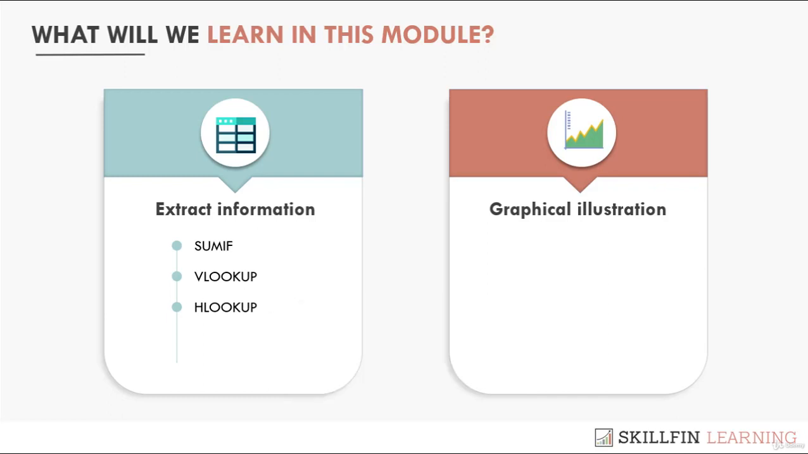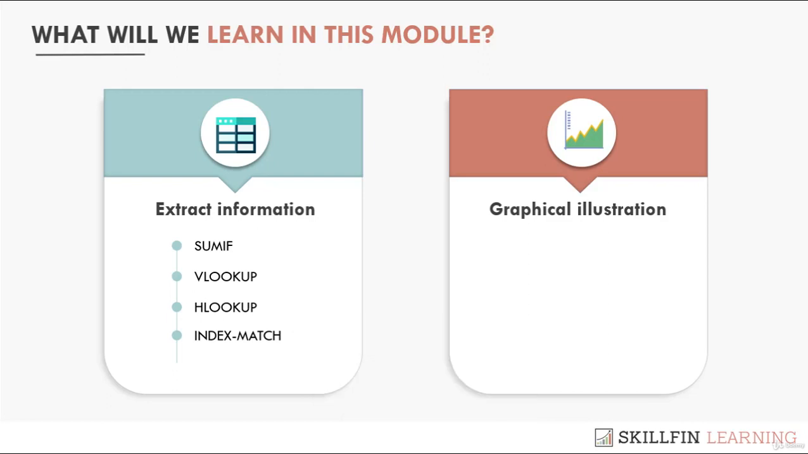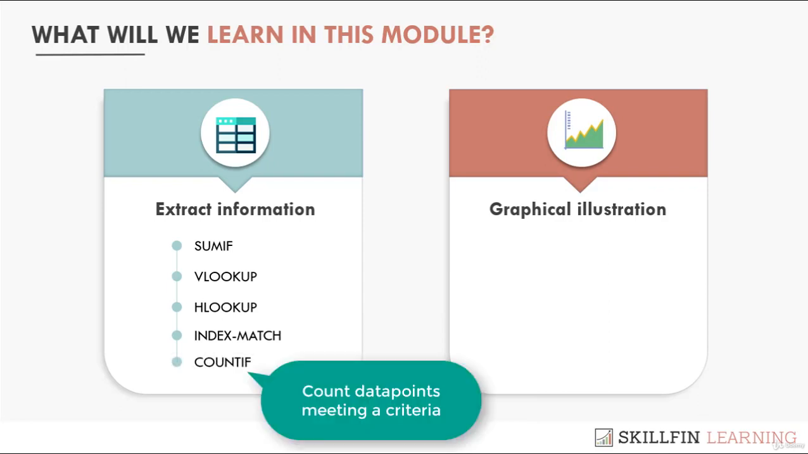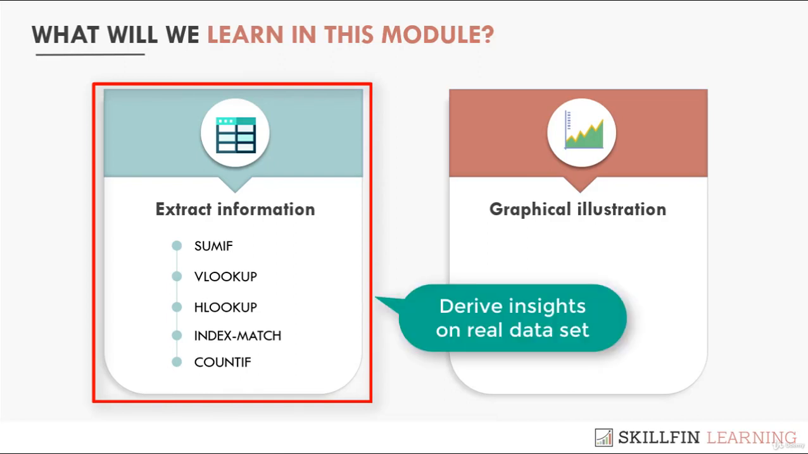arranged dataset. The fourth function we will look at is the index match function, which together when used will help us to extract information from a two-dimensional dataset. This is one of the most useful functions you will come across in Excel. And finally, you will look at the COUNTIF function, which will help us to find the count of number of values meeting a particular criteria. All of these functions are going to be extremely useful for you as a financial analyst. We'll shortly get into some real data to see how we could use the above functions to derive meaningful insights.